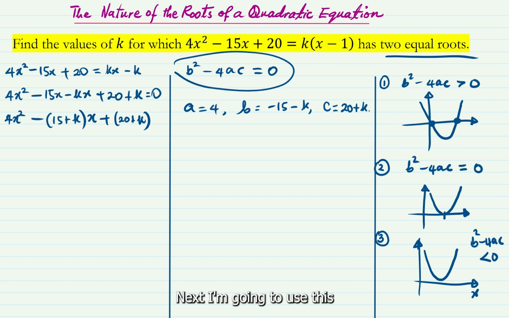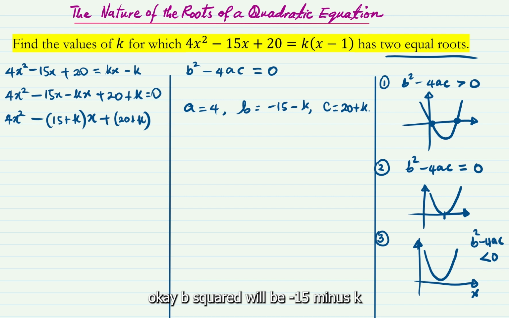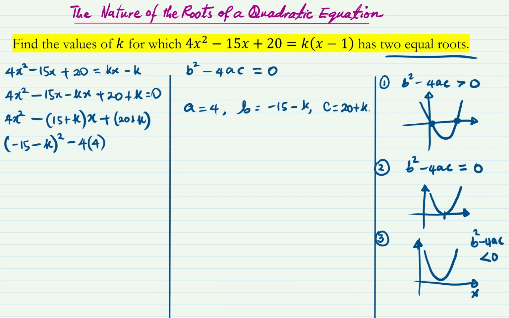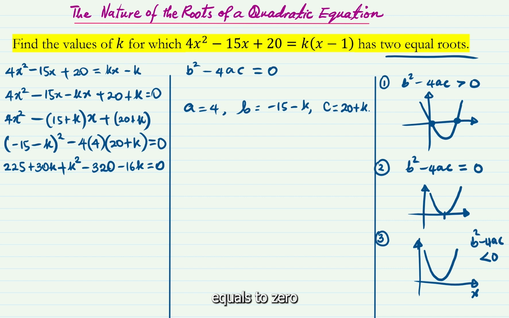Next, I'm going to use this. b squared will be minus 15 minus k all squared, minus 4 times a, which is 4, times c, which is 20 plus k. And that is equal to 0 as per this. If I expand this, I get 225 plus 30k plus k squared minus 320 minus 16k equals 0.